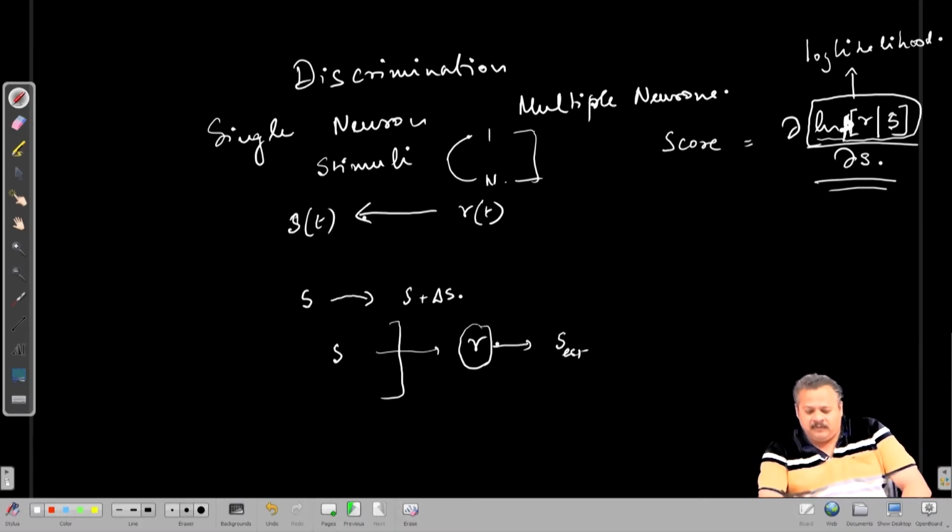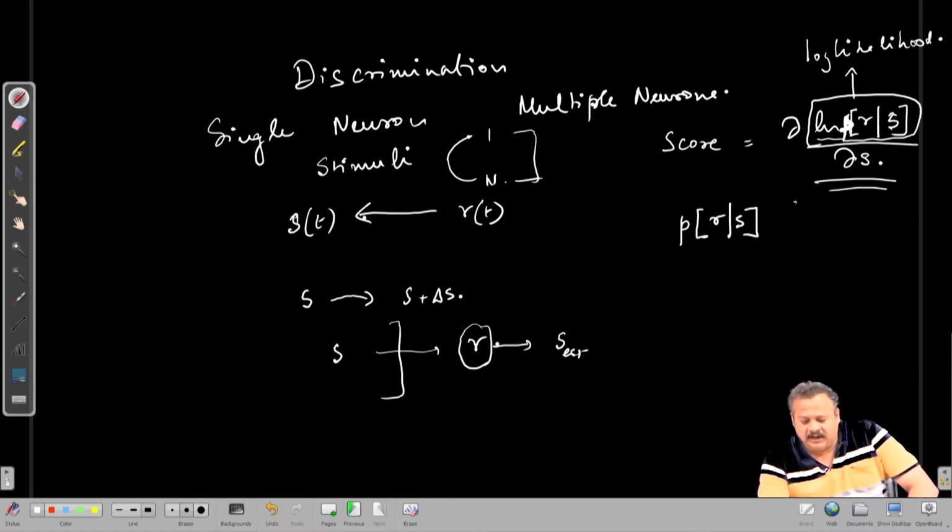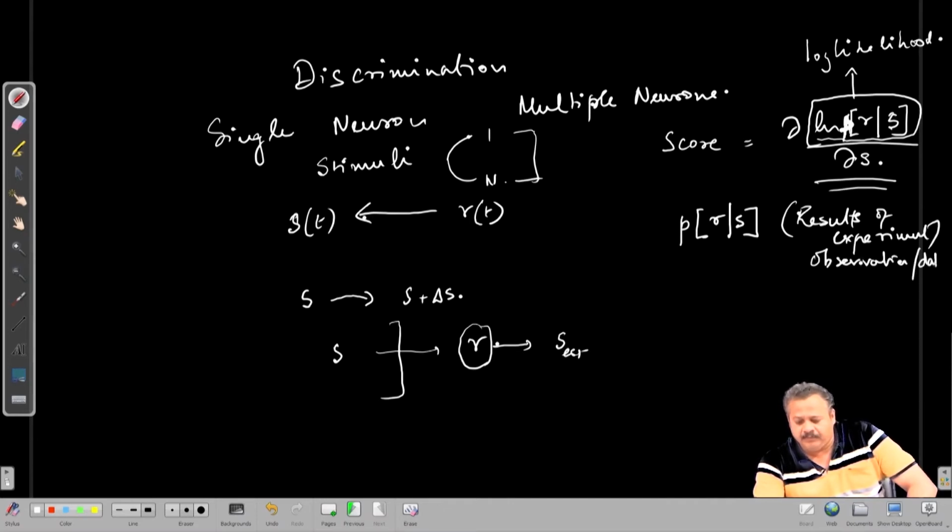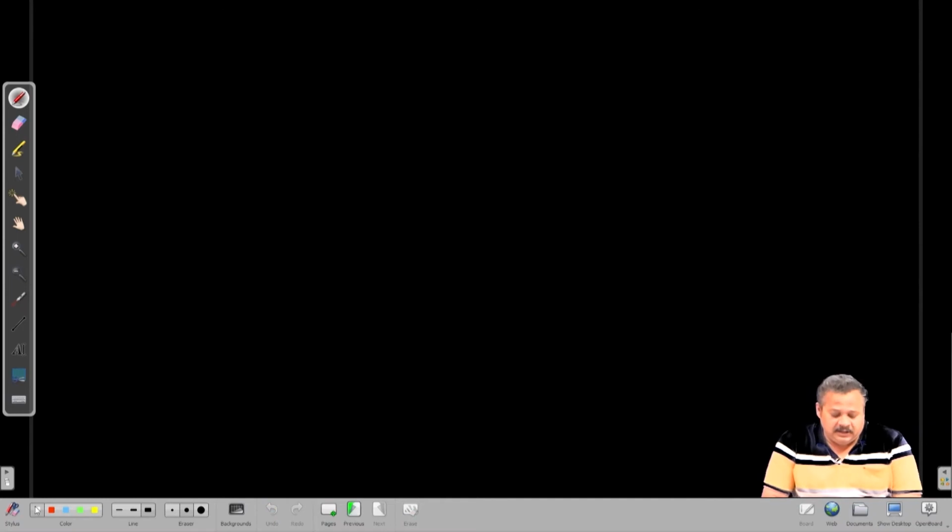So, we will be dealing with this probability distribution P of R given S, that is what an experimenter gets. So, this is the result of experiments. This is our observations or data. So, with multiple repetitions, we get a distribution of R for a given stimulus S or stimulus parameter S. So, let us continue with this idea in a slightly different manner.